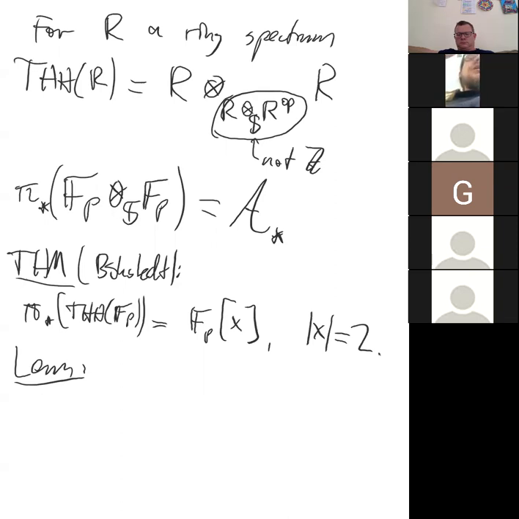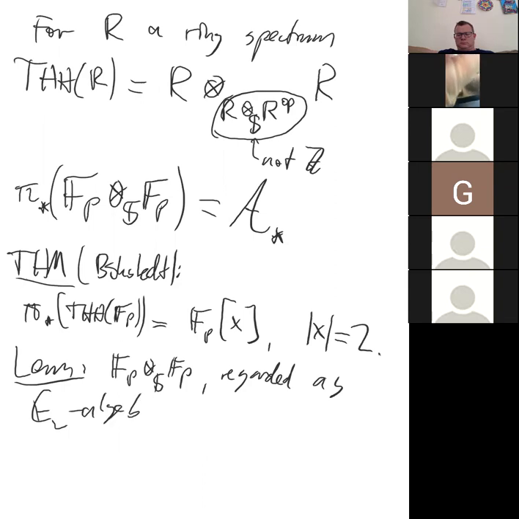So the claim is that Fp tensor over S with Fp, regarded as an E2-algebra over Fp. This guy is an Fp-algebra, say via the inclusion of the left factor. There's another Fp-algebra structure on it, but we just make a choice.